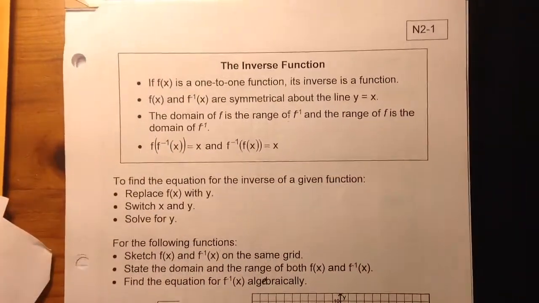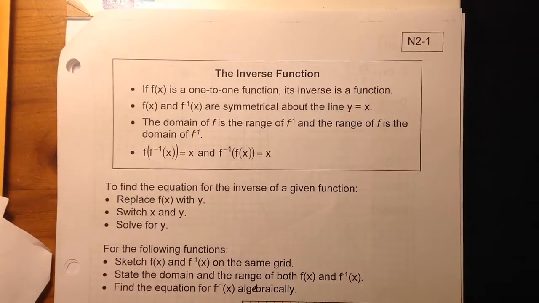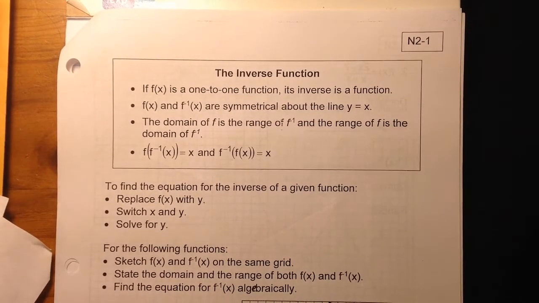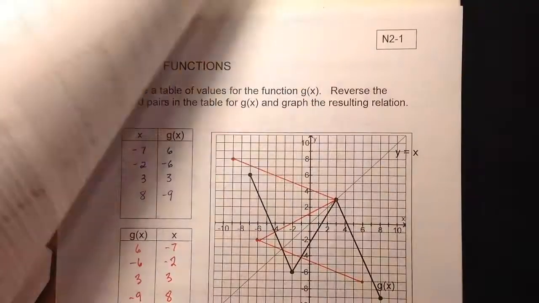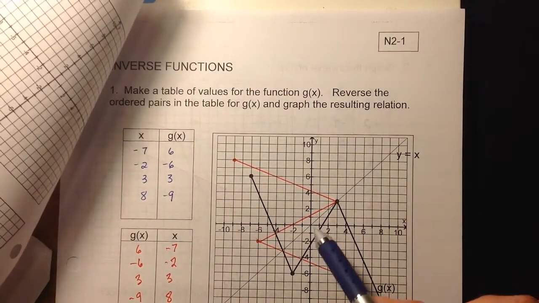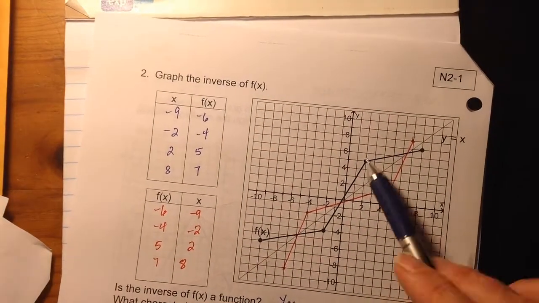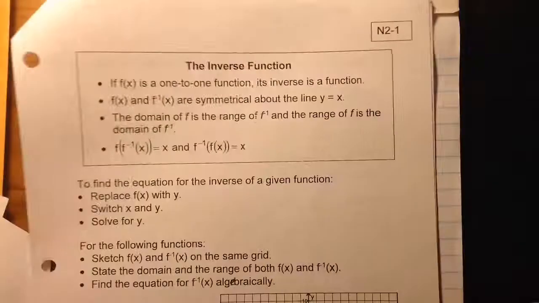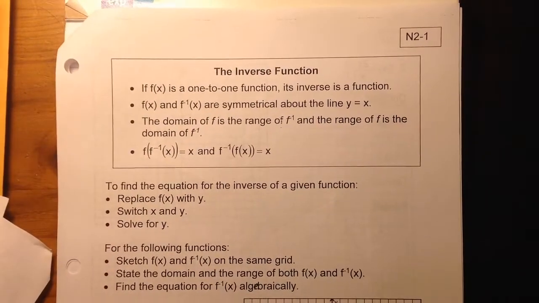All right, a couple points about this. If f of x is a 1-to-1 function, its inverse is also going to be a function. F of x and f inverse of x are symmetrical about the line y equals x, and you can see that's why on these graphs y equals x is drawn in, so you can see how it's symmetrical that way. Same thing over here. Third bullet point, the domain of f is the range of f inverse. The range of f is the domain of f inverse.